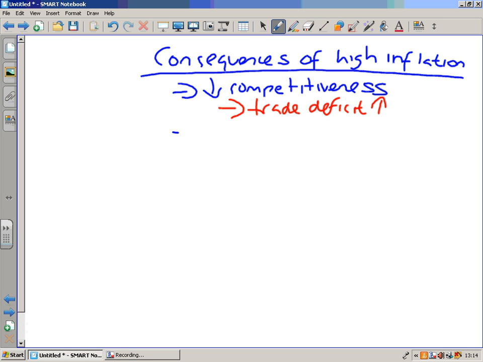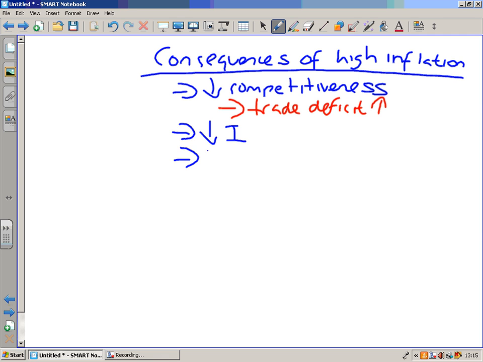Linked to this one, there'll be a fall in another injection into the economy. Investment falls. As Britain becomes a more expensive place to do business, more businesses think, you know what, we'll up sticks, we'll move somewhere cheaper. Again, this is likely to create structural unemployment in the economy, create negative multiplier effects as more and more of our businesses start to operate abroad.